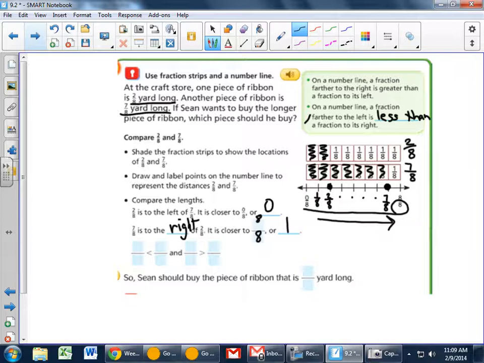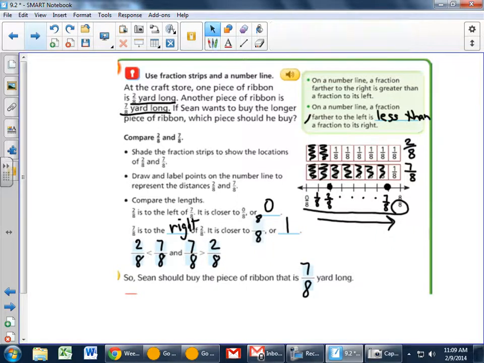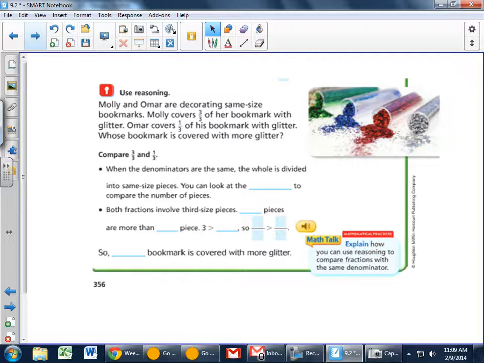So if we look at our signs, we have our less than sign first. So our first one is 2/8 is less than 7/8. And then they switch the direction of the sign to be greater than, so it just wants us to write 7/8 is greater than 2/8. So Sean should buy the piece of ribbon that is greater, which is the 7/8. They're breaking it down so it's pretty easy to understand their thinking. If I'm going too fast, go back and rewatch or come ask for help.